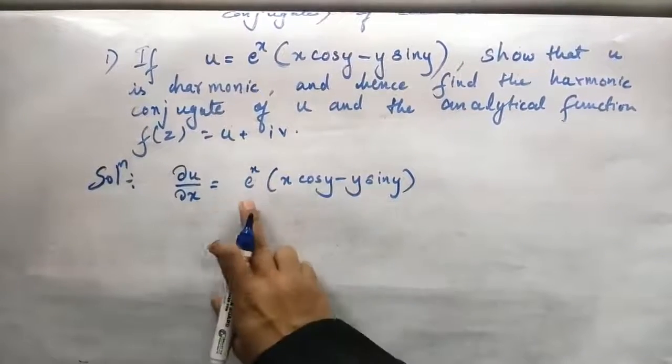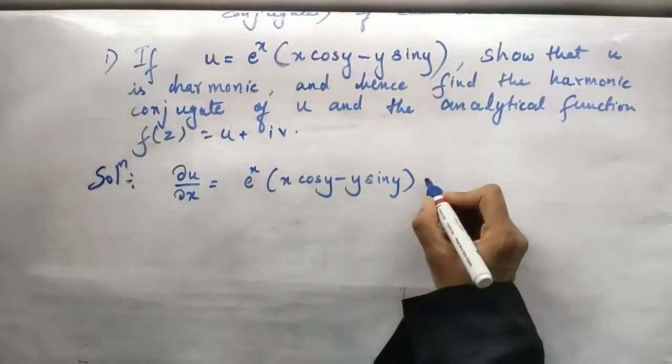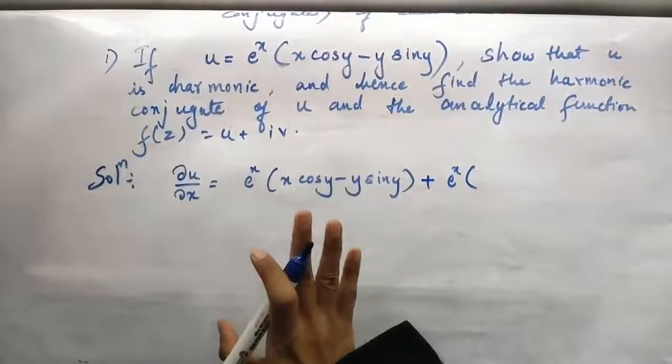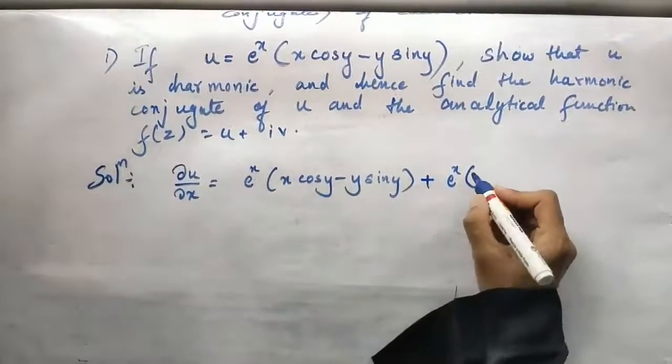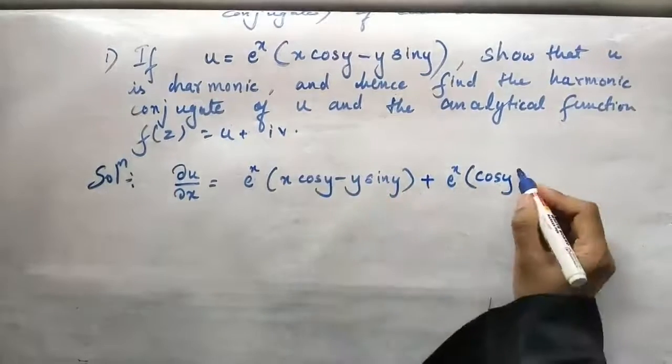So e to power x as it is, the bracket, e to power x derivative is e to power x, the bracket as it is, plus this time e to the power x as it is, differentiate the bracket. You are just using the u into v rule. Derivative of x is 1, cos y as it is, minus y sin y, there is no x, no need to differentiate, you end up here.